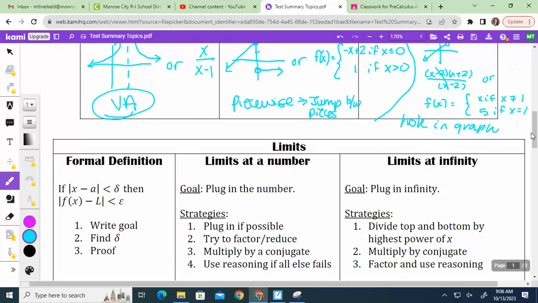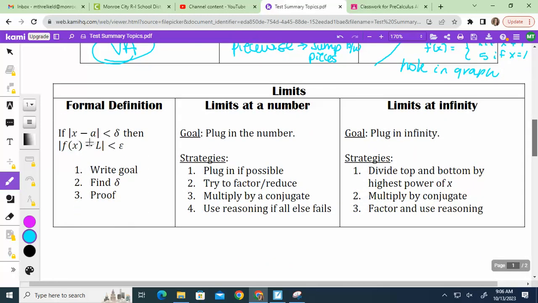So the formal definition says if the absolute value of x minus a is less than delta, then the absolute value of f of x minus L is less than epsilon. So at the very least, you might need to know that, maybe not be able to write it all out, but maybe pick it out of a multiple choice question. And then, to actually do it, you have to write out your goal. Then step 1 is find your delta, and step 2 is your proof.